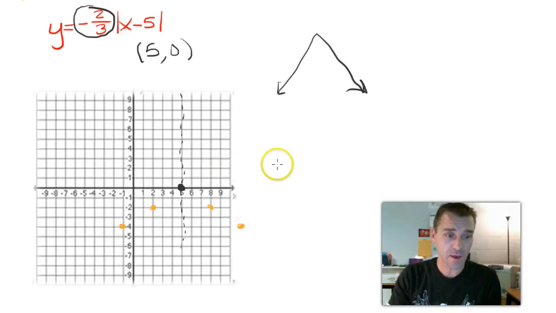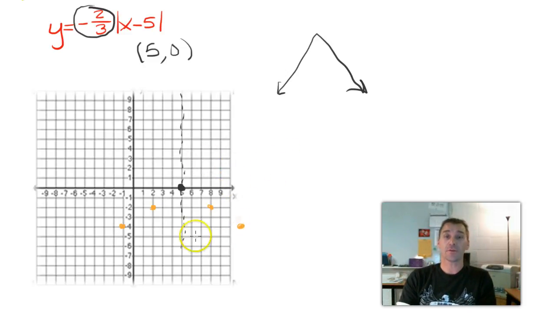So there's an important thing. If you don't get your points on the right side right, then your points on the left side aren't going to be right either. So make sure you're graphing the right side correctly. That was good. Now I'll draw the V. There's that side, and there's that side. So there's my absolute value function.